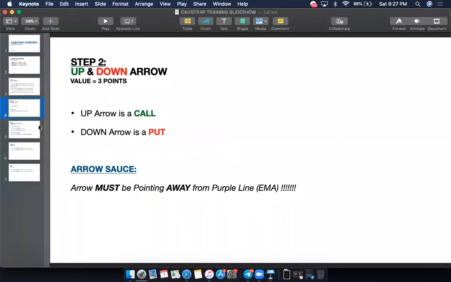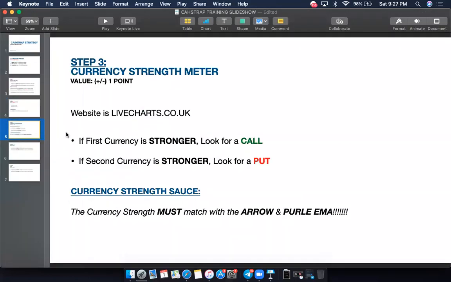That leads to step number 3, the currency strength meter, very important. The value is plus or minus 1 point. Meaning if the currency strength is in our favor, we're going to get 1 point. If it's not in our favor, we're going to take away a point.